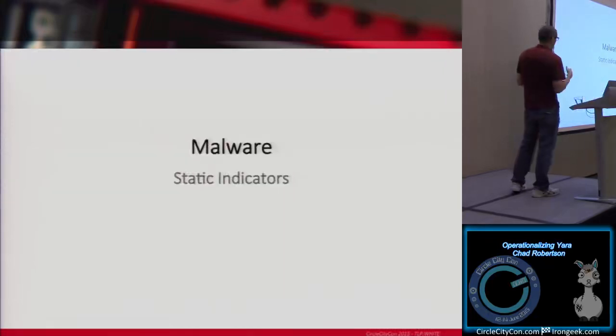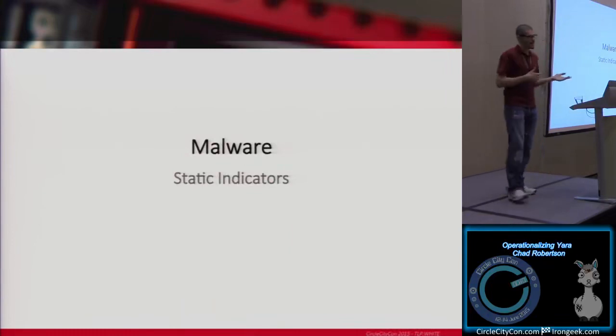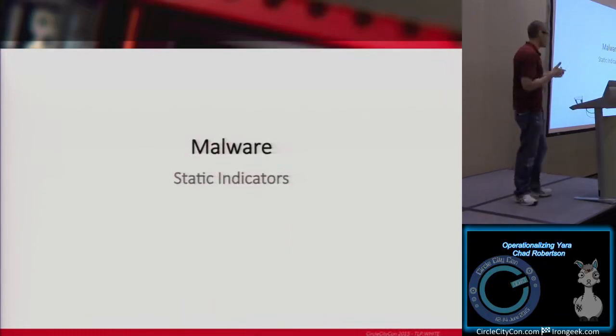Okay, so we have our YARA rule that we can detect network traffic. Awesome. Now how can we take that and detect static binaries?